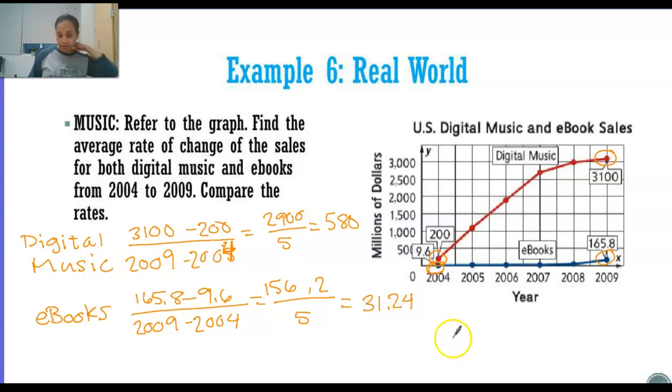And just make sure your answer makes sense in the context of the problem. $31.24 million per year between 2004 and 2009. And comparing the rates, I would say that the rate for digital music has increased dramatically from 2004 to 2009. And for ebooks, it did increase between those years, probably because technology got better.